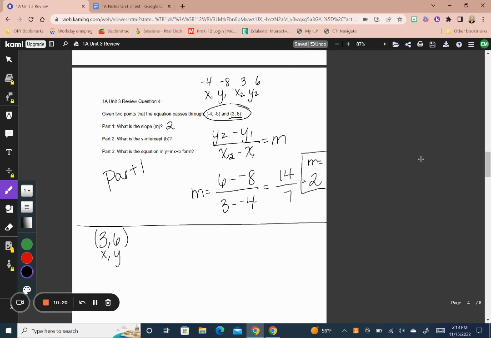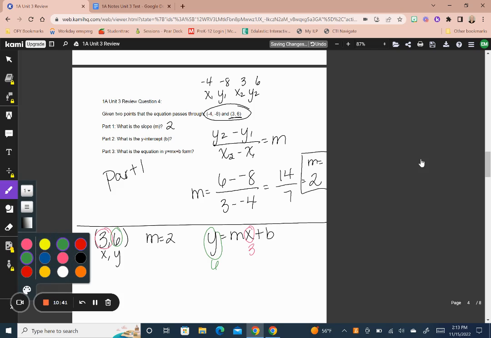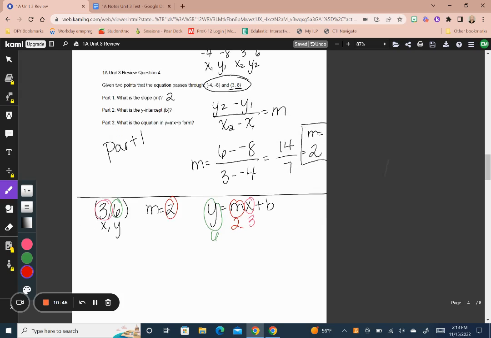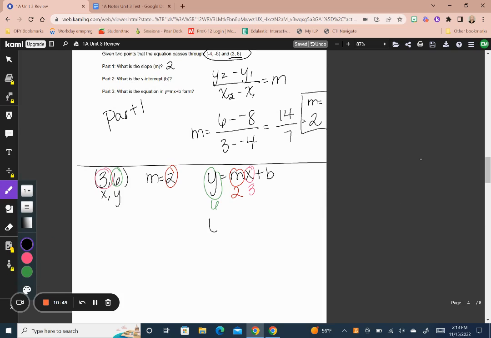That's going to be my x and y. So I'm going to do my m as well. My m is 2. Y equals mx plus b. So my x is 3, I'm going to replace my x with 3. My y is 6, I'm going to replace my y with 6. And my m is 2, replace it with 2. Okay. 6 is equal to 2 times 3 plus b.